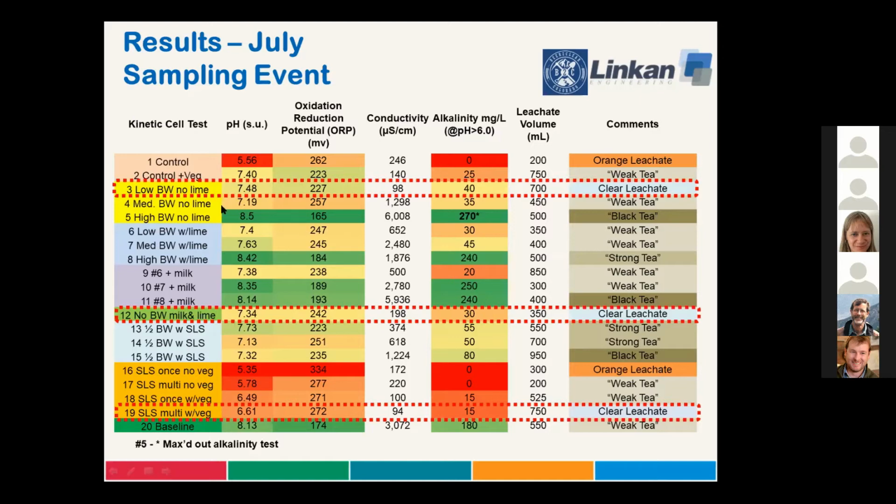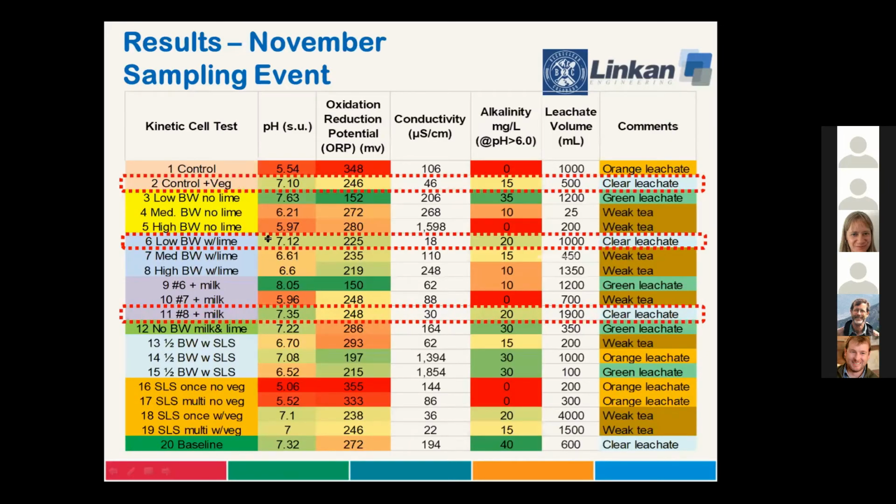Again, we've got very weak T, we've got some alkalinity going, which shows that vegetation, which is what basically Jason and the folks were doing in the reclamation of this site, that's basically what they were doing. And so when we start looking at the November sampling event, this is the final sampling event, the control pH is still fairly low. The control plus the vegetation still hanging in there, looking pretty good. We've got some clear leachate. The low brewery waste plus lime, number 6. We got clear leachate, very low conductivity. Oxidation potential is kind of in the middle. Same with number 11, seeing clear leachate.